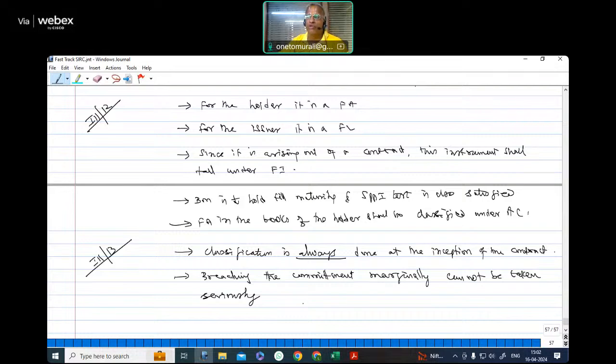In business, you need to be selfish. Nothing wrong with being selfish there. We cannot be doing charity when we are doing business, and we can't do business when we are doing charity. So always remember this important point: maturity need not be associated or attached with the instrument. Maturity can be associated with the project for which you are holding this investment. Have that in mind. So breaching the commitment marginally cannot be taken seriously.